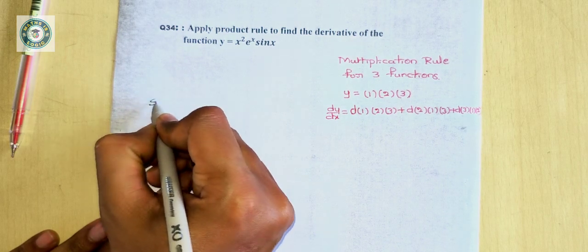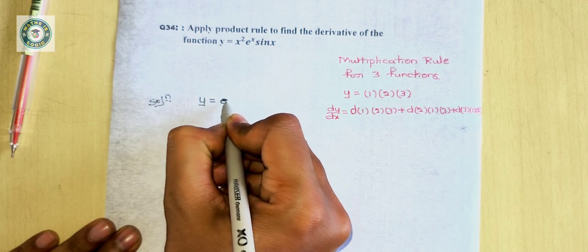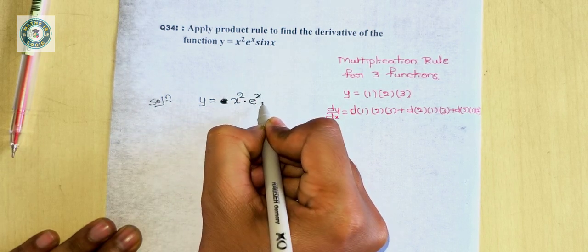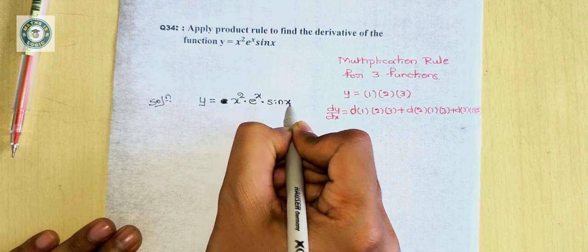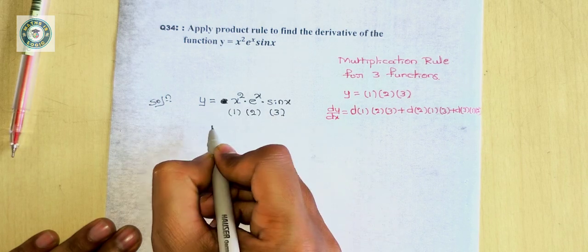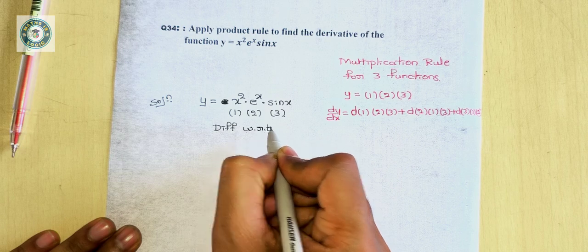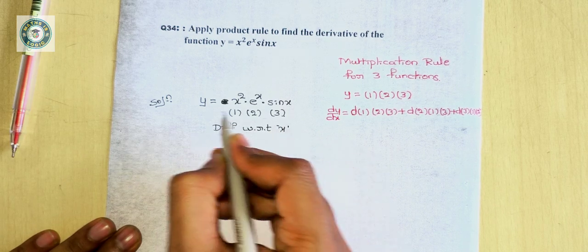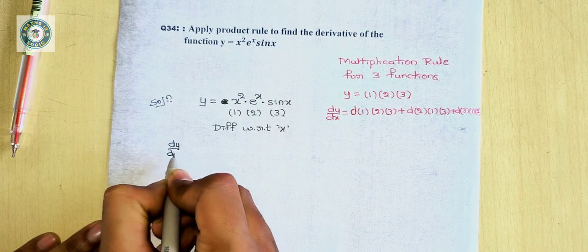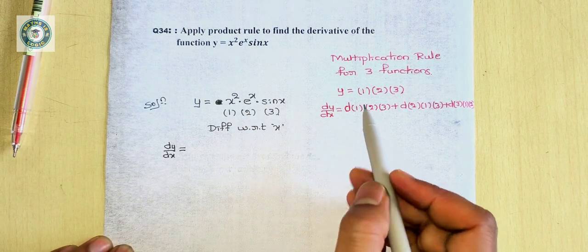Therefore, in the solution, write y is equal to x square, which is the first function, e power x, the second function, into sin x, the third function. Next, differentiate with respect to x. So y differentiated with respect to x is dy divided by dx. So if three functions are given, what is the formula?